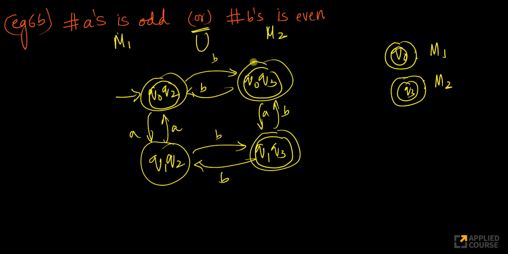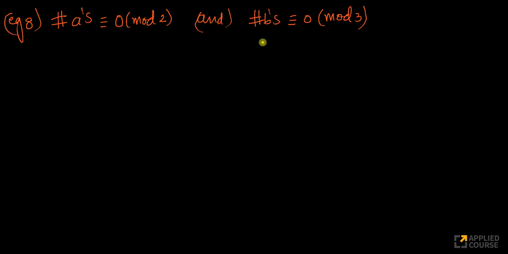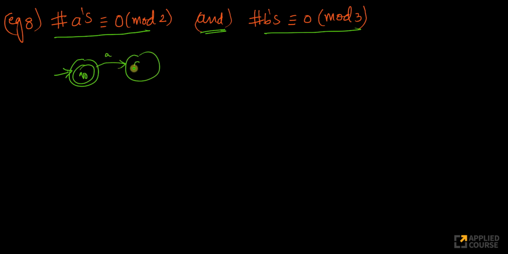Now let's look at slightly more complicated examples. Slightly more complicated, nothing rocket science here. Okay, so let's again do this. You want the number of A's to be congruent to 0 mod 2, and the number of B's to be congruent to 0 mod 3. Let's construct the models here. And here you have AND, right? Since it is mod 2, I just need 2 states. This basically means even, right? So I have Q0, I have A, Q1, A, right?